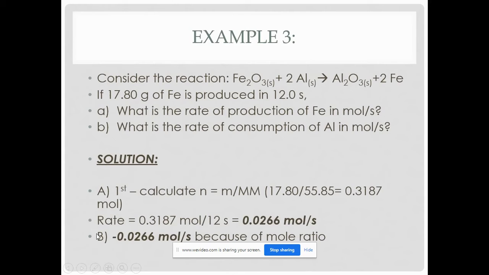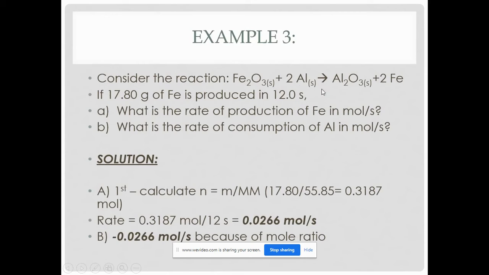And then for part B, they ask, what is the rate of consumption of aluminum in moles per second? So we look at the balanced equation, and we notice that Fe was on the product side, so that is positive because it's appearing. But aluminum over here is disappearing, so it would be negative, right? And the ratio of aluminum to iron is 2-to-2, so it's exactly the same number. It's just going to be negative because aluminum is disappearing, whereas iron is appearing. So the answer to B is the same number, but negative. Okay, and the mole ratio is 1-to-1.